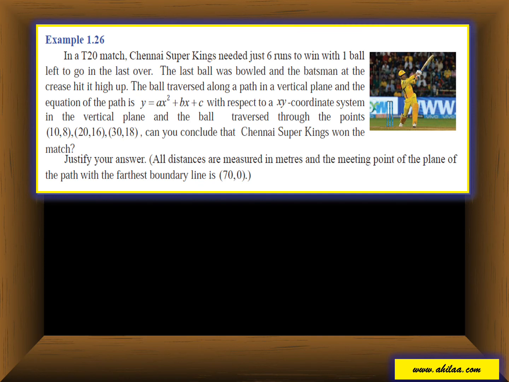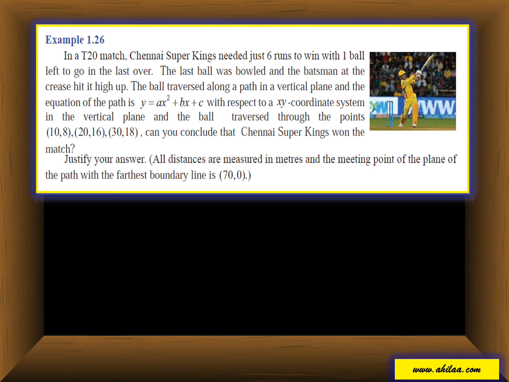The last ball was bowled and the batsman at the crease hit it high up. The ball traversed along a path in a vertical plane, and the equation of the path is y equal to ax square plus bx plus c with respect to an xy coordinate system in the vertical plane, and the ball traversed through the points ordered pair (10, 8), (20, 16), (30, 18).